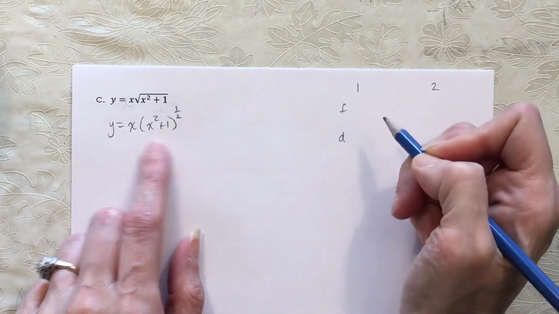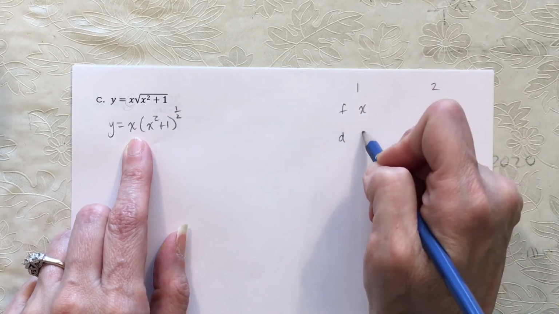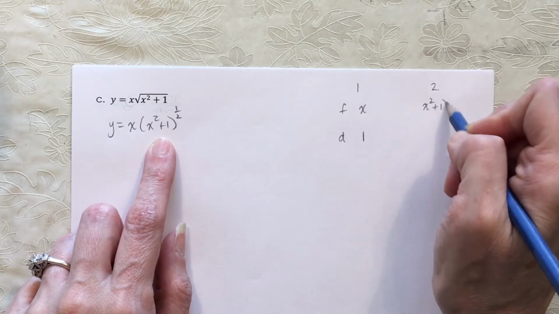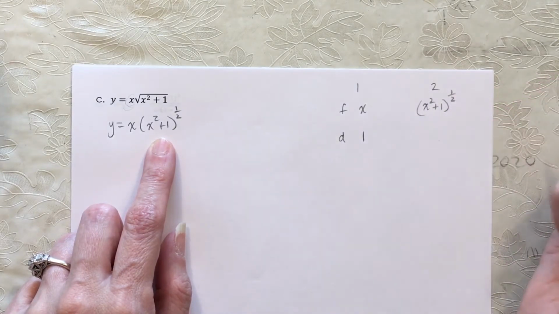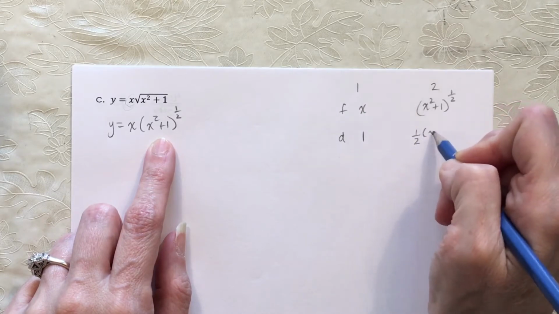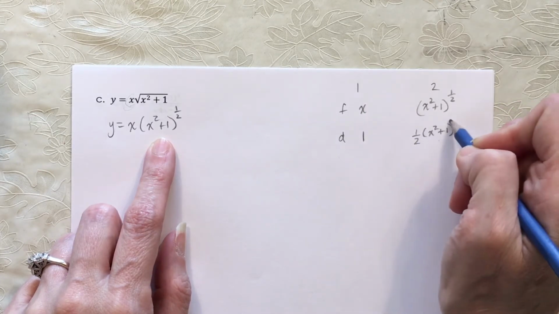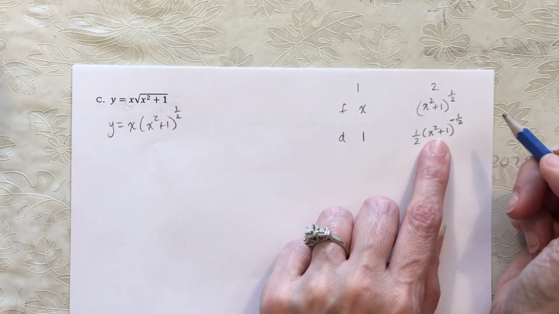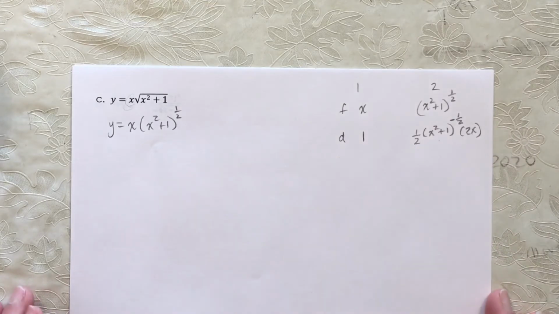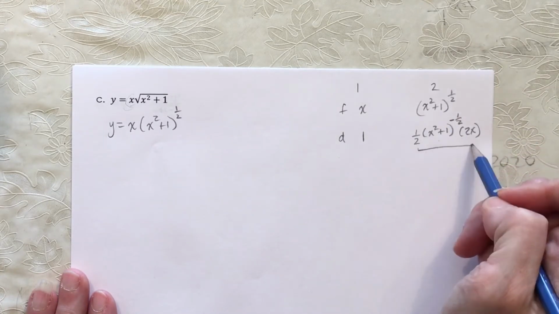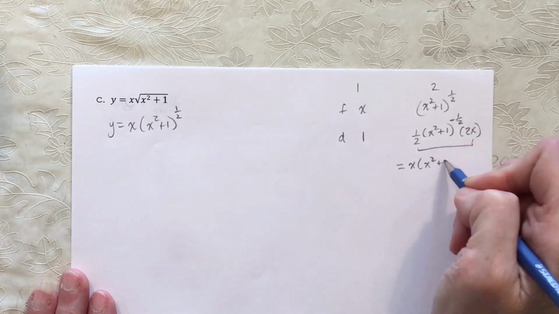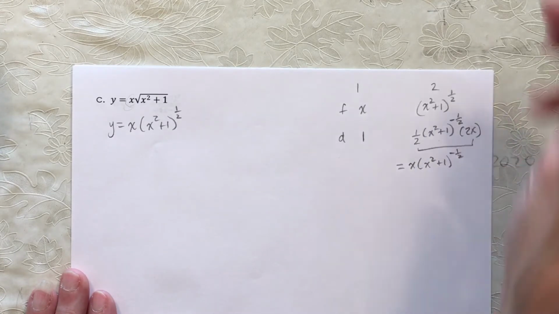So I've got my chart: first, second, function, derivative. My first function is x, and its derivative is 1. My second function is x squared plus 1 to the 1/2, and the derivative of it using the chain rule is going to be 1/2 times x squared plus 1 to the negative 1/2 times the inner derivative, which is 2x. But then 2x and a half can be multiplied together to just give plain x times x squared plus 1 to the negative 1/2.